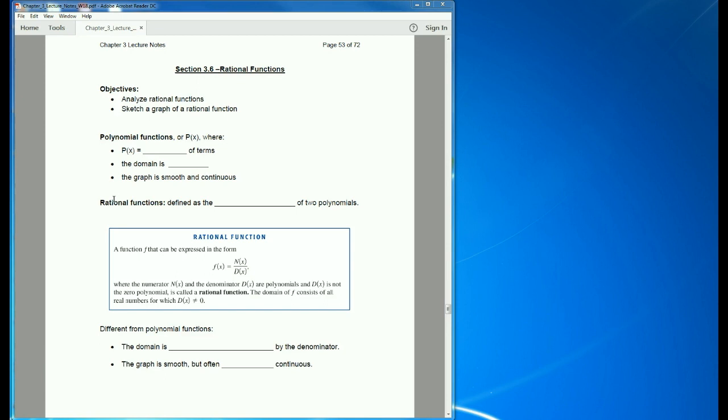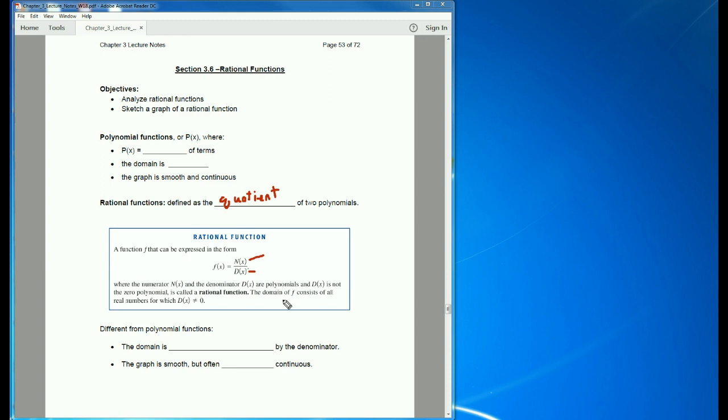So now we're looking at something completely different, rational functions, which are defined as the quotient of two polynomials. Okay, so quotient, of course, means division. In other words, we're taking one polynomial, n of x, n for numerator, divided by another polynomial, d of x, d for denominator. So that is what makes a rational function, okay?